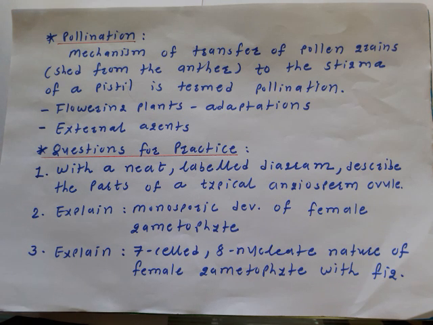So this way we can study in detail about types of pollination. Now some questions for practice here. First, with a neat labeled diagram, describe the parts of a typical angiosperm ovule. Second, explain monosporic development of female gametophyte. Third, explain the 7-celled 8-nucleate nature of female gametophyte with figure.